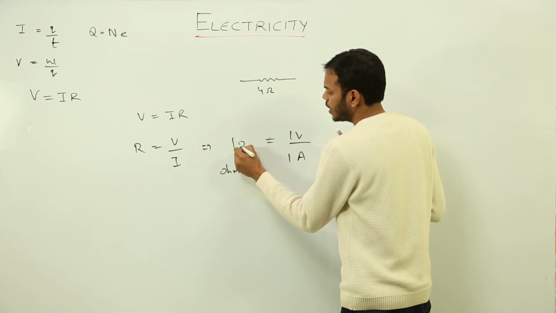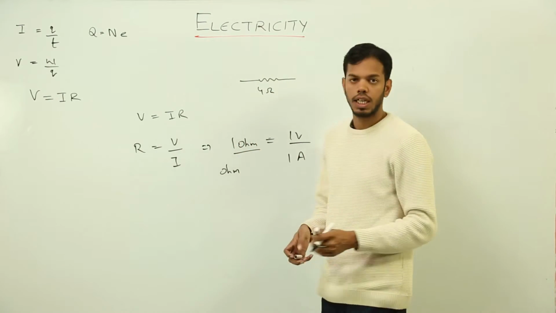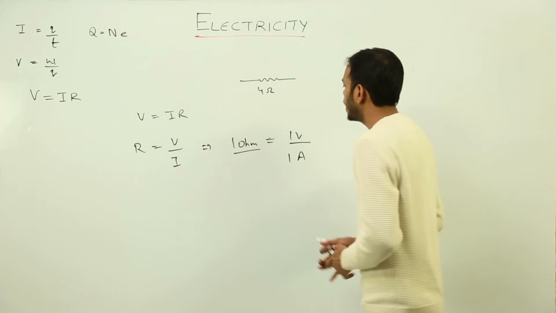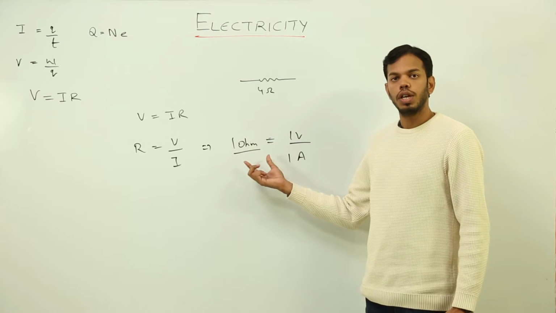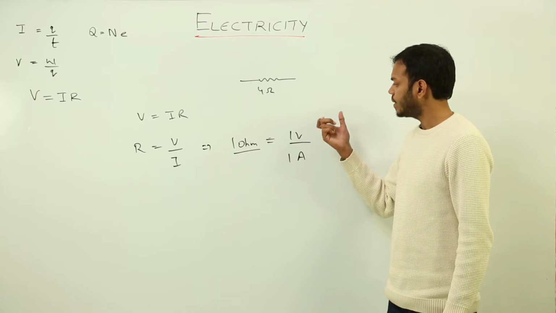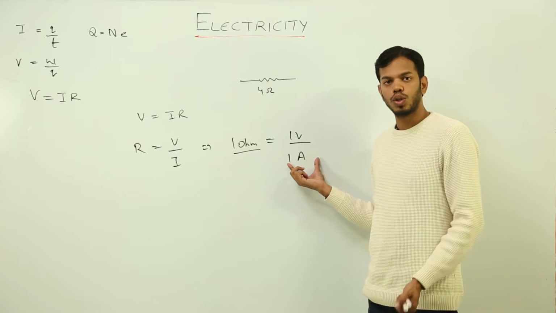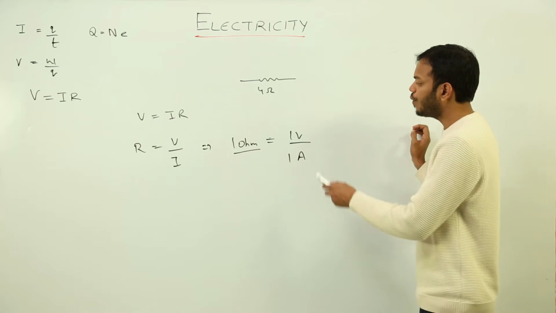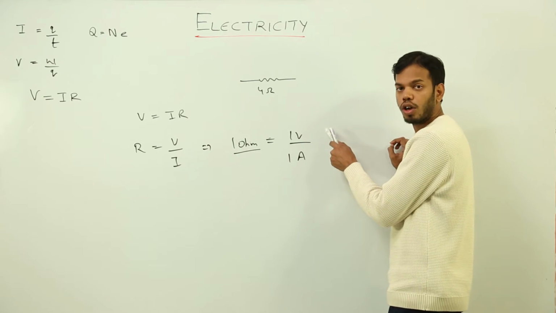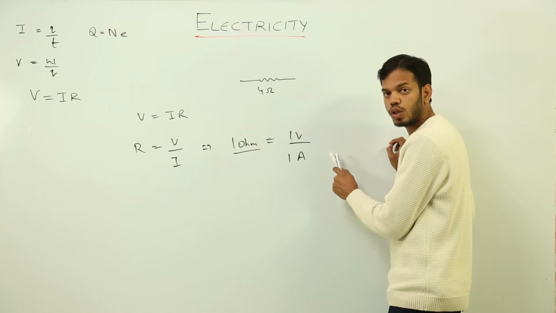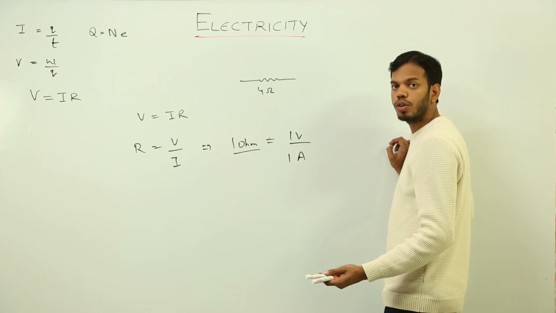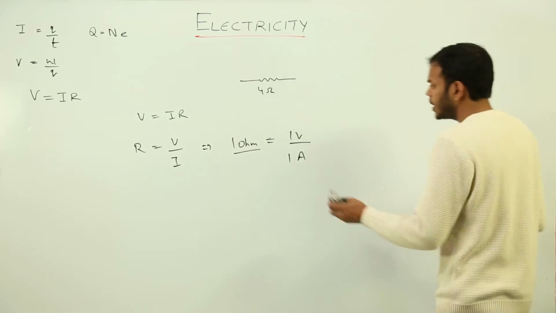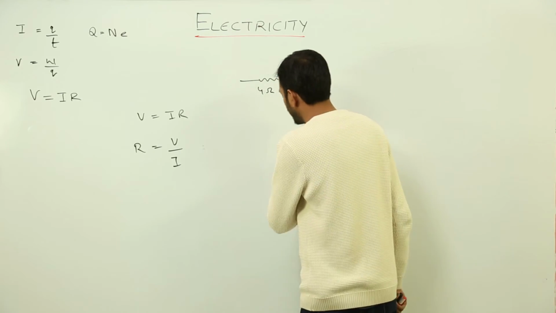So for now I'm writing it ohm for sake of simplicity, and now we have to define the value of ohm. So what I can say, the resistance of a resistor is said to be 1 ohm when a current of 1 ampere flows through it after applying a potential difference of 1 volt, or when 1 volt of potential difference is applied across a conductor such that 1 ampere of current flows through it, then its resistance is said to be 1 ohm. You can phrase it any way you like it, okay? So this is the definition of SI unit of resistance, which is ohms.